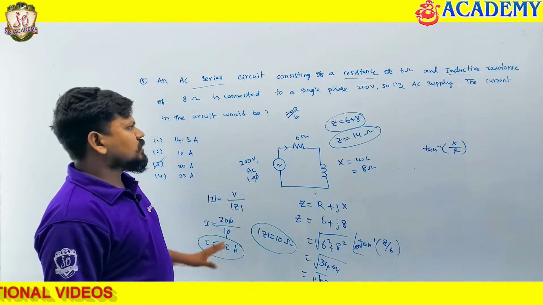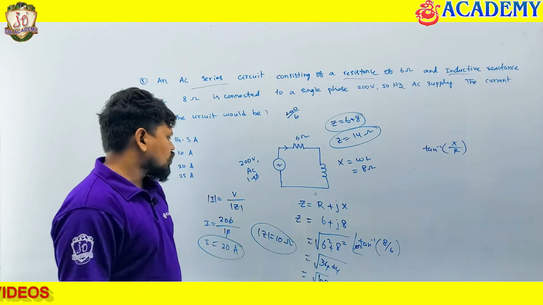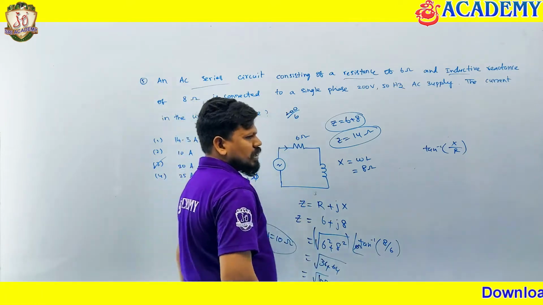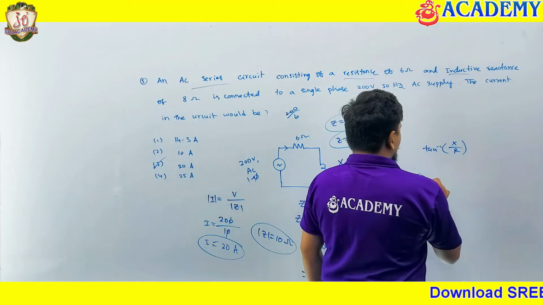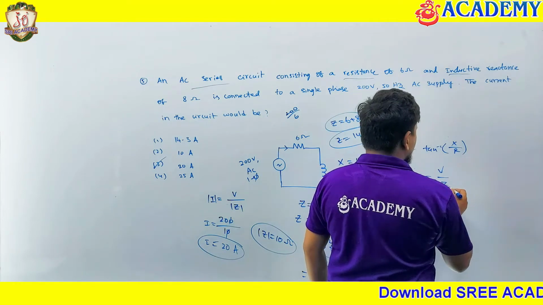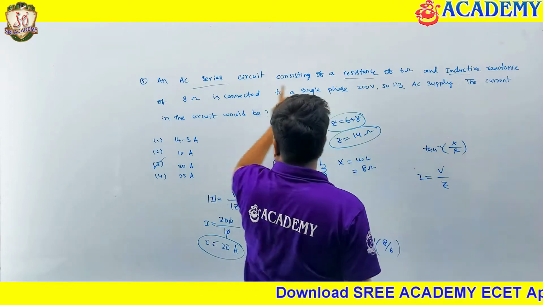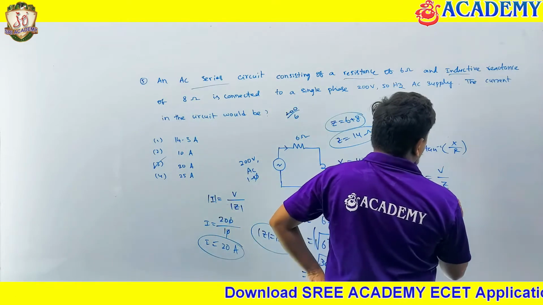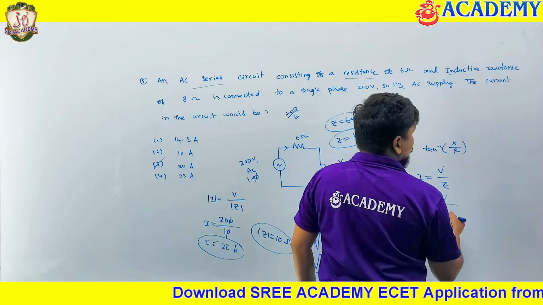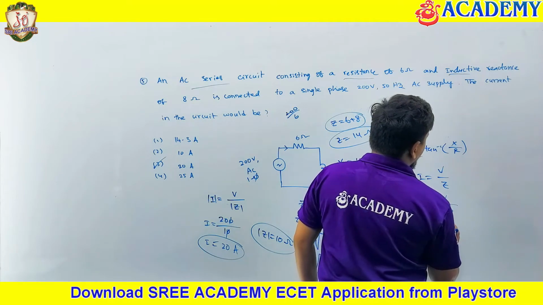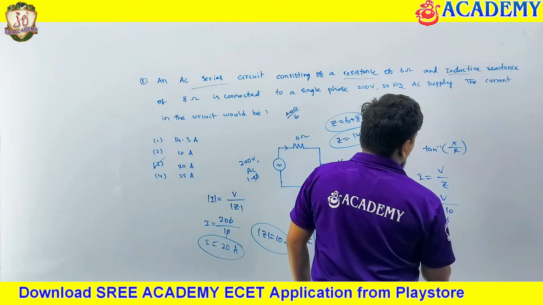So that's why, whenever you are given an AC circuit, we have to directly calculate the magnitude. No need to do all this circuit analysis. Directly, current is voltage divided by impedance. What is impedance? Resistive impedance is 6 ohms, inductive reactance is 8 ohms. So directly, V divided by the square root of 6 squared plus 8 squared, which is the square root of 100, so we will get 10. So I equals 200 divided by 10, and you will get 20 amperes.